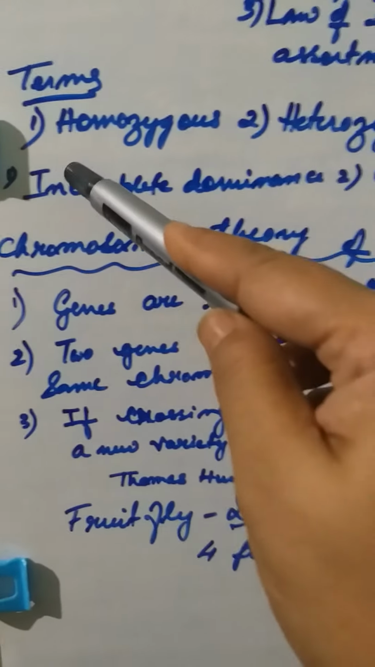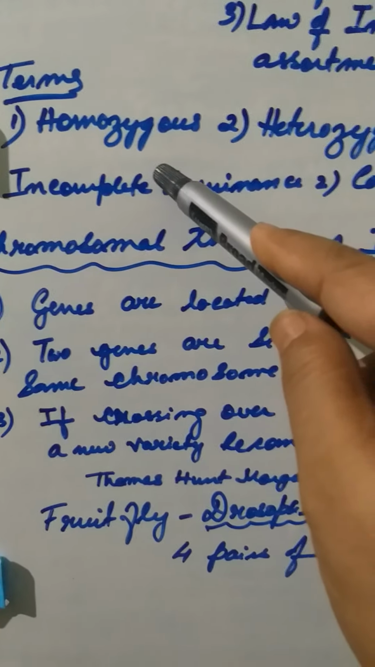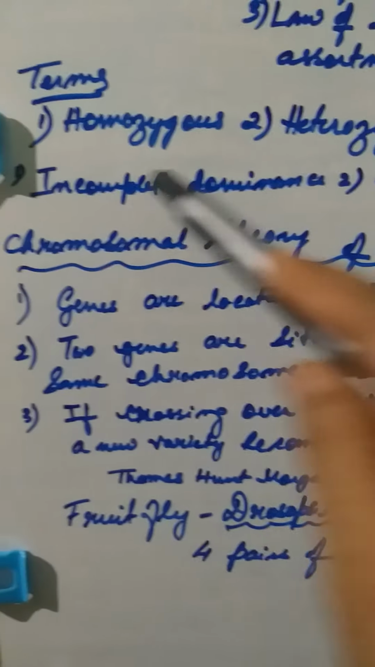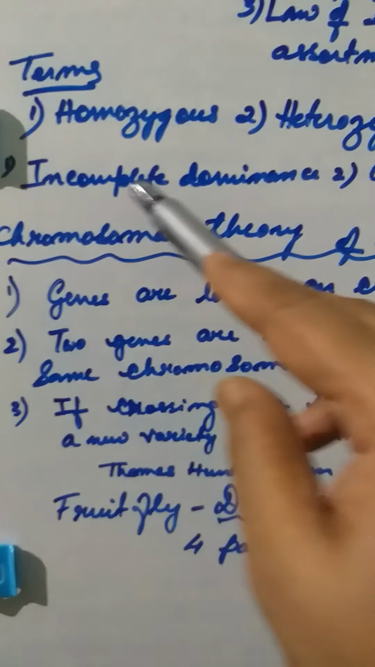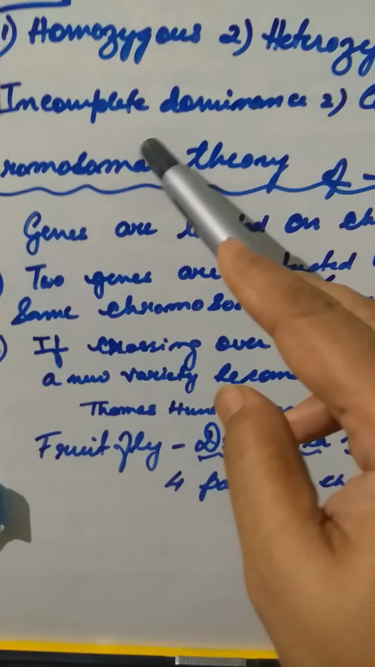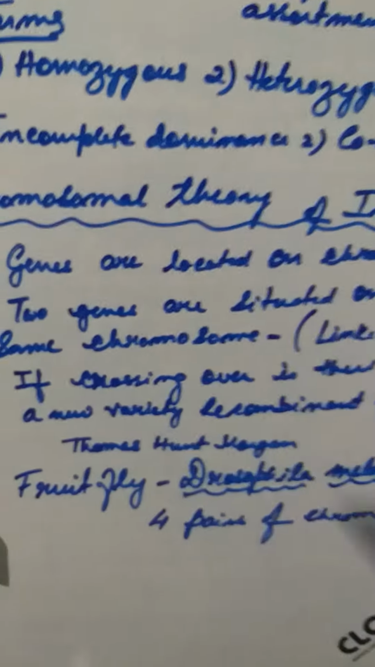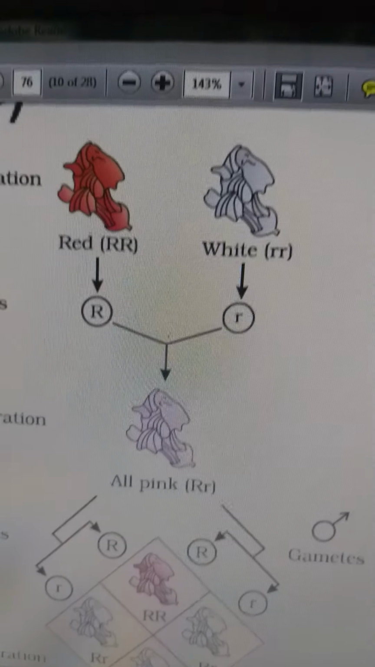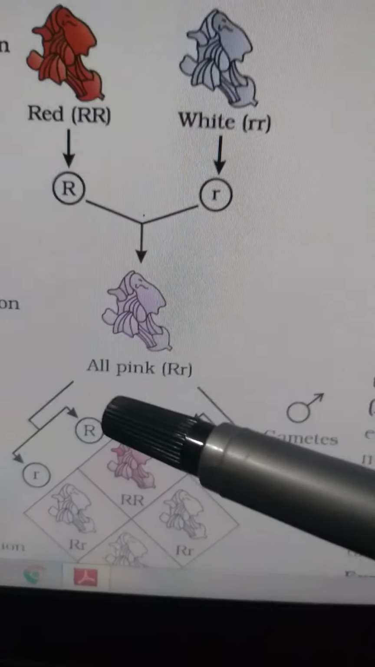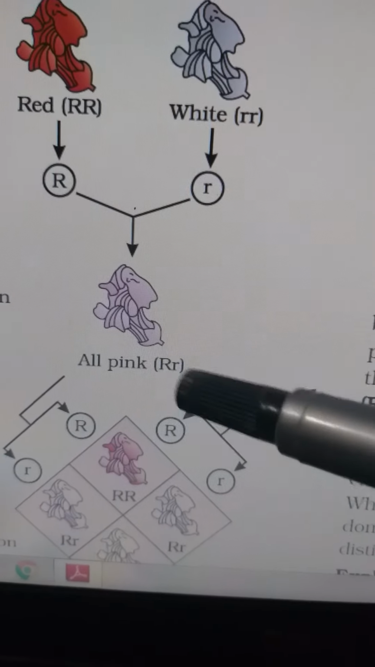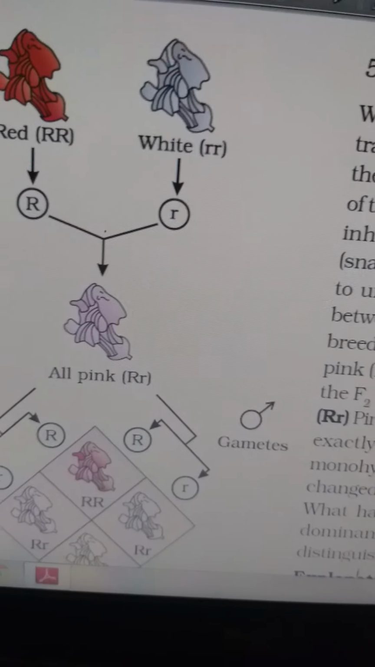Now, what were the terms we had come across? The homozygous condition and the heterozygous condition. Now the first thing is incomplete dominance. Incomplete dominance and codominance are the two terms that were left in the last class. Incomplete dominance means what? Focus here. One is a red color flower and the other is a white color flower, and here you get a completely different one, the pink flower, in the first generation.